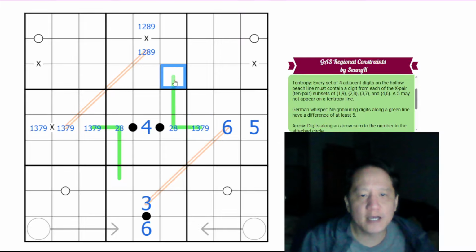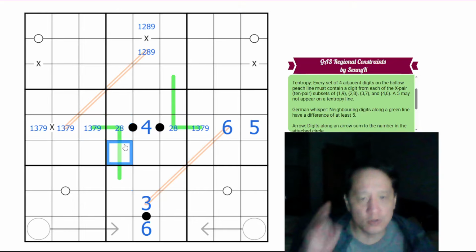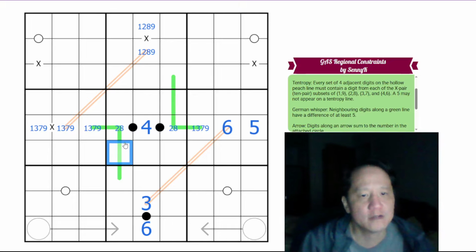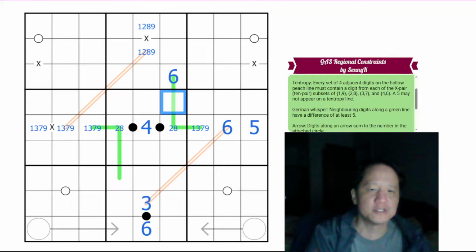We need to have a 6 somewhere. So these digits on the whisper 5 lines are all different. We need to have a 6 somewhere there. 6 can only be next to one unique digit on a whisper 5 line, and it can only be next to 1. So 6 can't be here. 6 can't be here because that's next to 2. 6 can't be any of these. 6 can't be here because it's next to 2 unique digits. So 6 has to be here. So this is 6, which makes this 1.